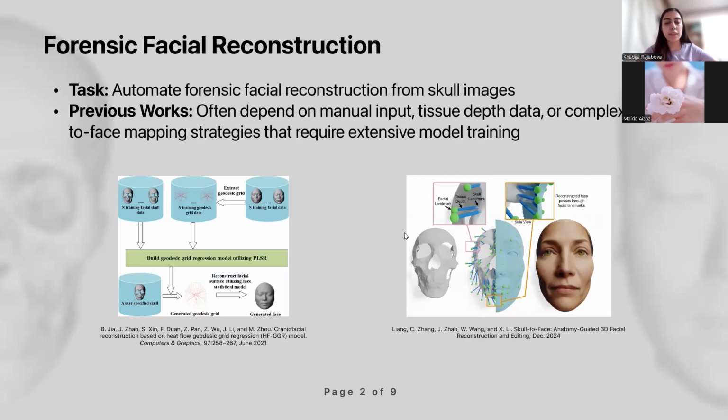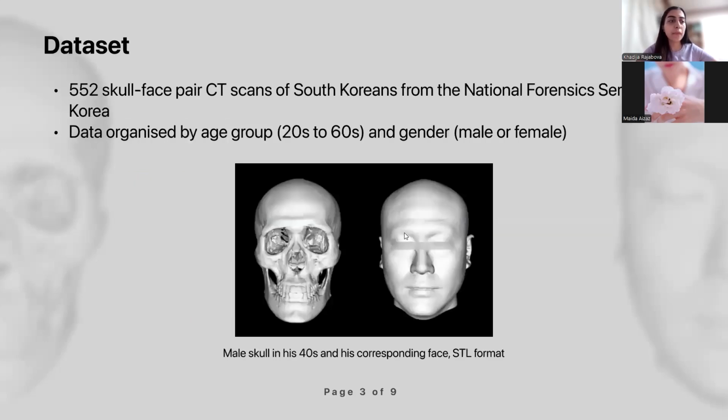In contrast, our method avoids direct skull-to-face mapping. Instead, it matches skulls with similar skulls and faces with similar faces, using only anatomical landmarks without requiring tissue depth data. The dataset used for this study comprises a total of 552 skull-face pairs of CT scans of South Koreans, courtesy of the National Forensic Service of Korea. The data was organized by age group, 20s to 60s, and gender, male or female. An example can be seen on the slide, and the eyes were blurred for confidentiality reasons.